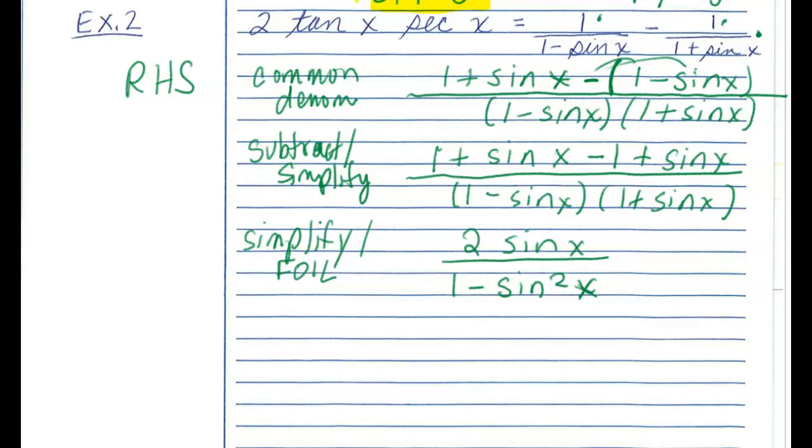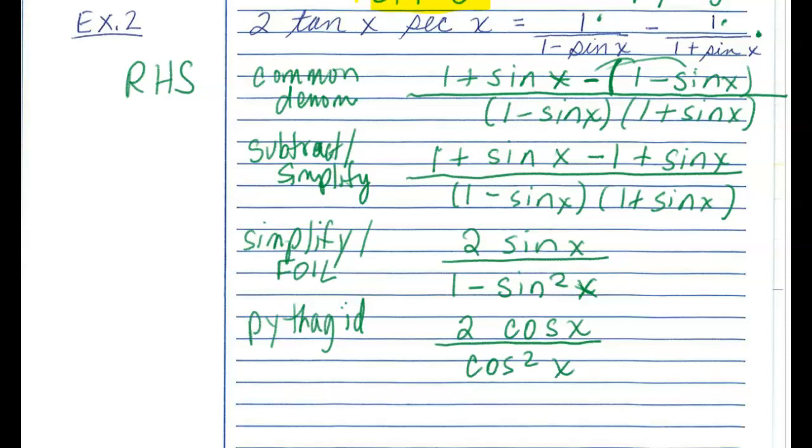What is in the bottom of tangent? Sine over cosine. What is in the bottom of secant? 1 over cosine. You know anything about 1 minus sine squared x? Look at your Pythagorean identities. It's actually the opposite of the one we just did up there. We know we need some cosines in the bottom. So let's change it to cosine squared x.